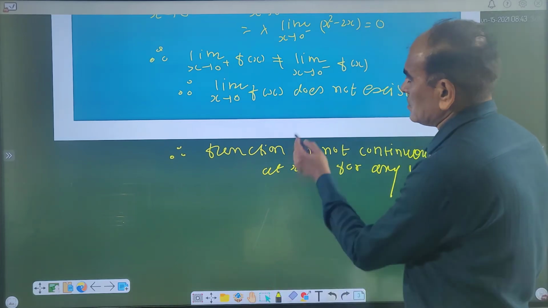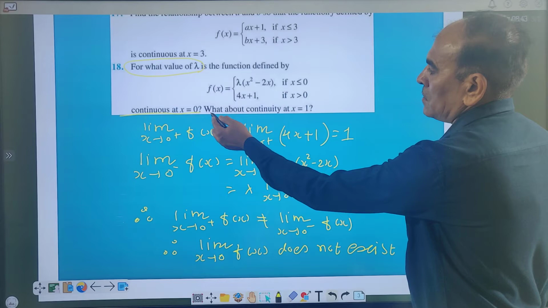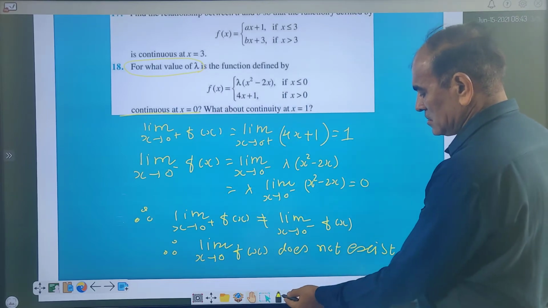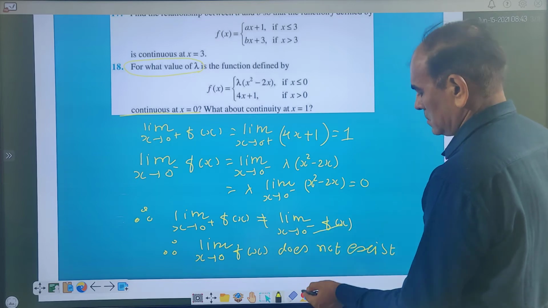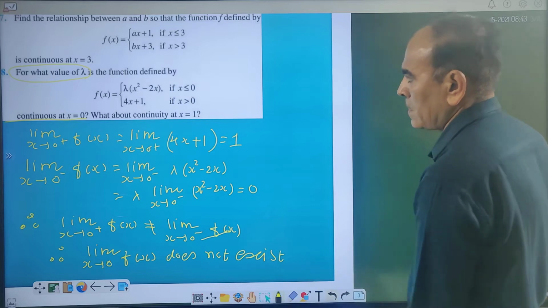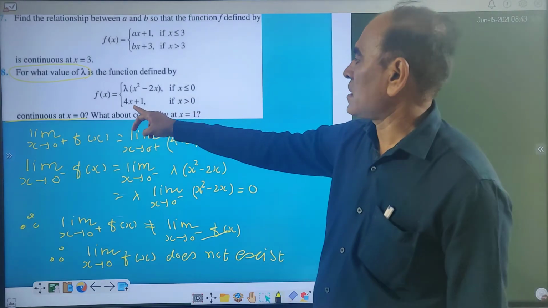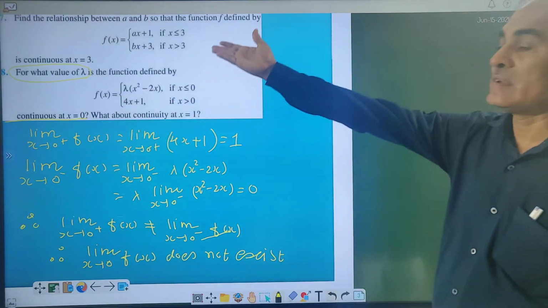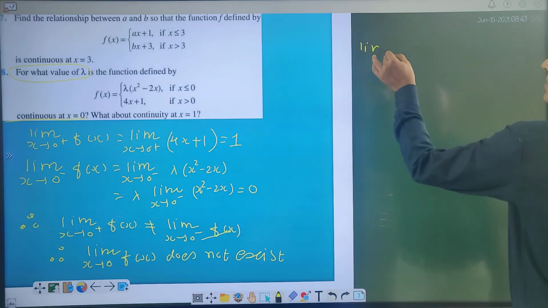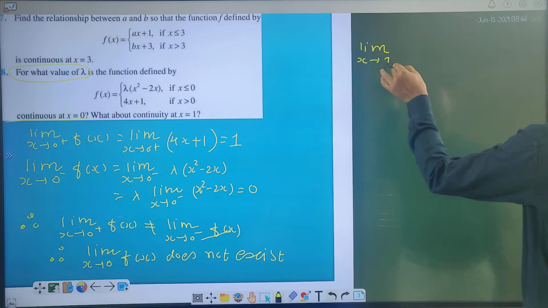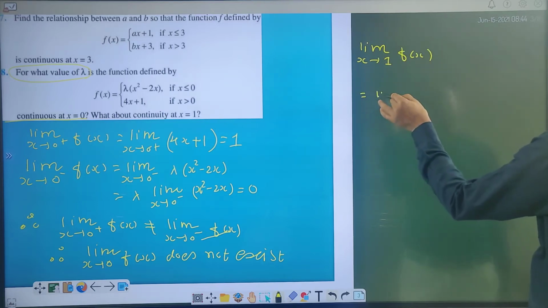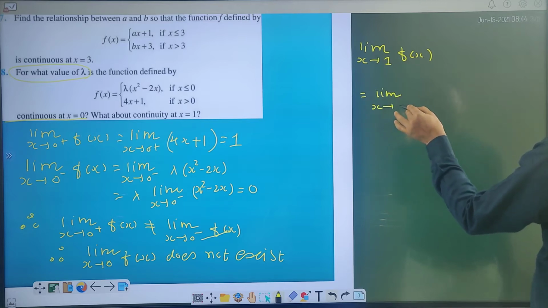Next, what we want to see, same question. What about continuity at x equal to 1? At x equal to 1, see here. At x equal to 1, we have to check that f of x is equal to 4x plus 1. That is independent of the value of lambda. Limit x tends to 1, f of x is equal to limit x tends to 1.